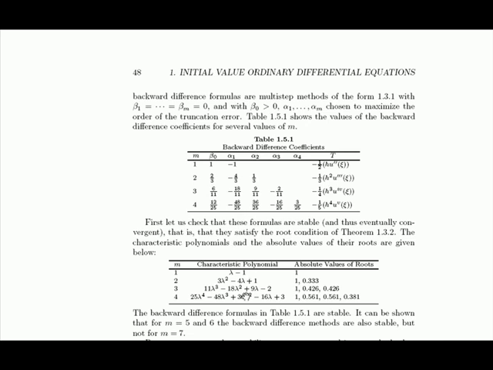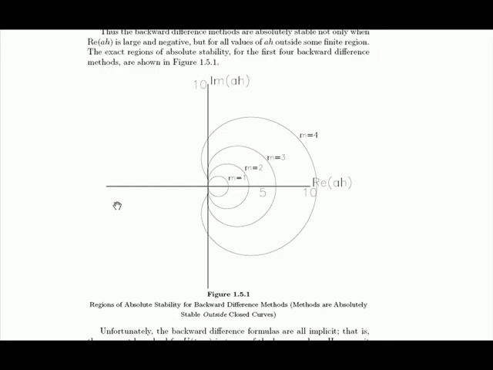They're stable. Actually, only the first 6 are stable. After that, they're unstable, so you don't want to use backwards difference methods of order 7 or more, but the first 6 are stable. And the reason they work well for stiff systems can be seen by looking at their regions of absolute stability. And on page 49, we see the regions of absolute stability for the backwards difference methods.